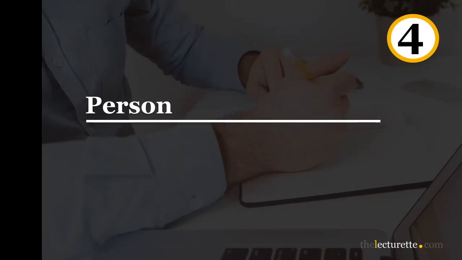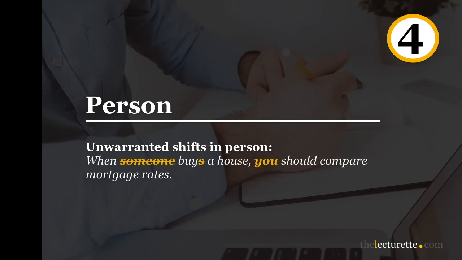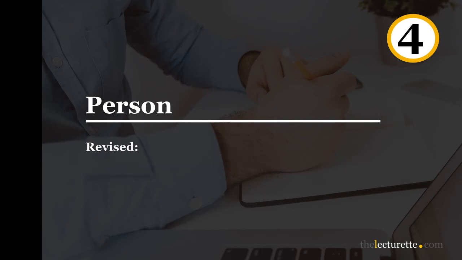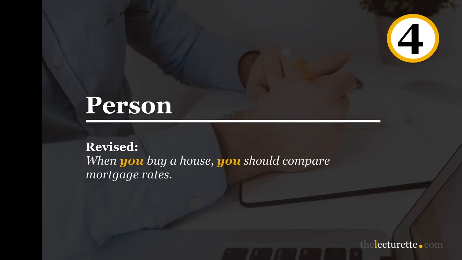Number 4. Unwarranted shifts in person. Person indicates who is speaking. For instance, first person, I or we. Second person, you, so who is spoken to. And third person, he, she, it, or they. Unwarranted shifts in person often occur between third and second person, like in this sentence. When someone buys a house, you should compare mortgage rates. Here is the revised sentence. When you buy a house, you should compare mortgage rates.